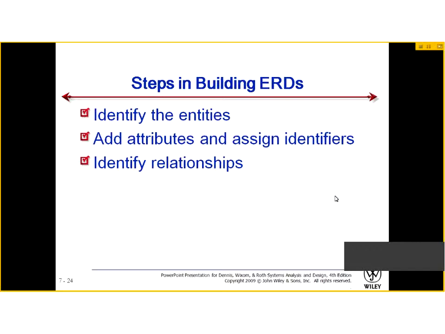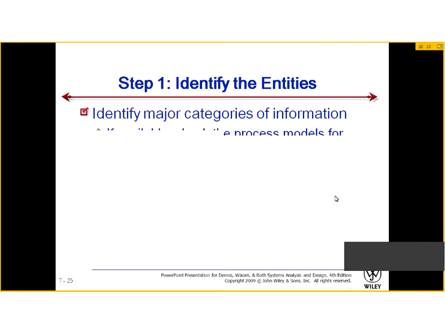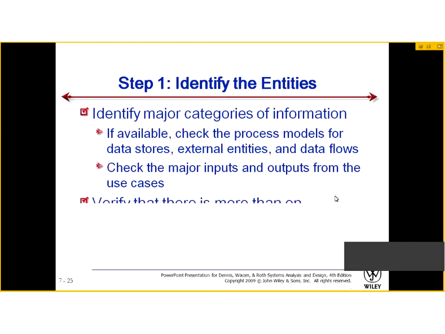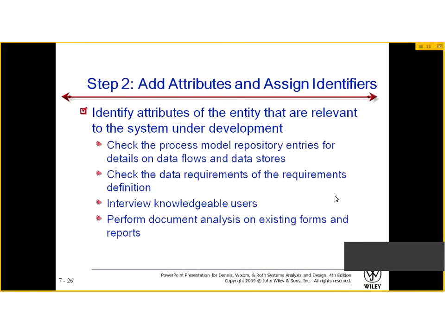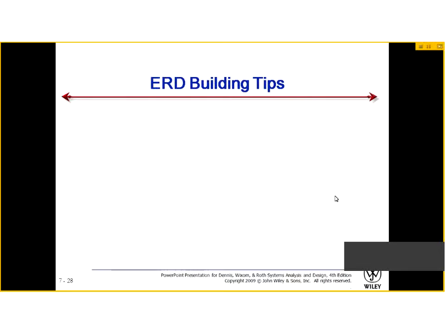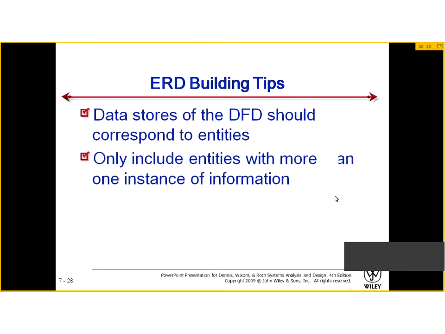Then you identify the relationships, like what kind of relationships are there among those entities. By seeing their communication from the data flow diagram, you can see how they are linked with each other. So you can identify relationships. This is what I have already talked about, so I'm going to skip this.